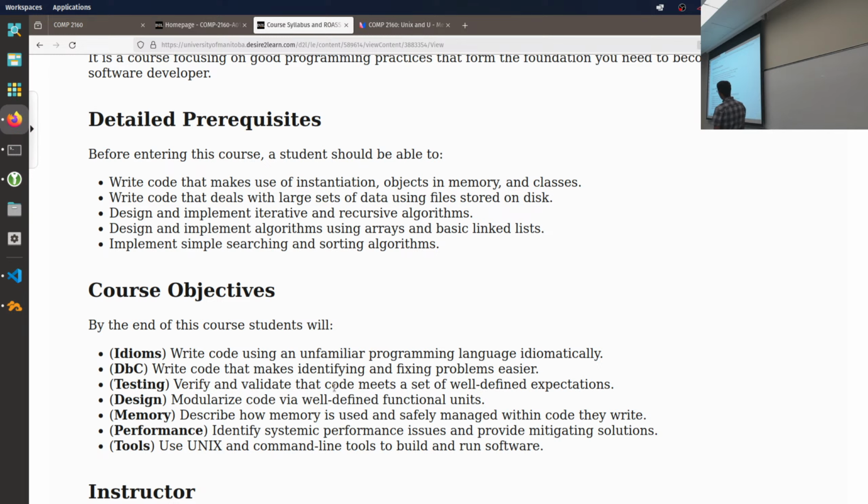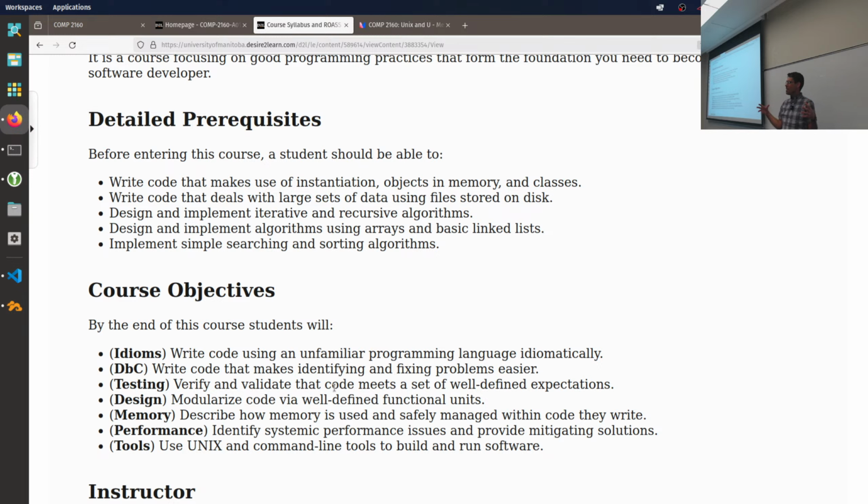I want you to be able to design and implement algorithms using arrays and basic linked lists. You started learning about linked lists in Comp 1020. And I hate to break it to you, but you're never going to stop seeing them in your undergraduate career. In Comp 3430 in operating systems, do you know what most of the data structures are? They're all linked lists. It's linked lists all the way down. I want you to be able to implement a linked list.